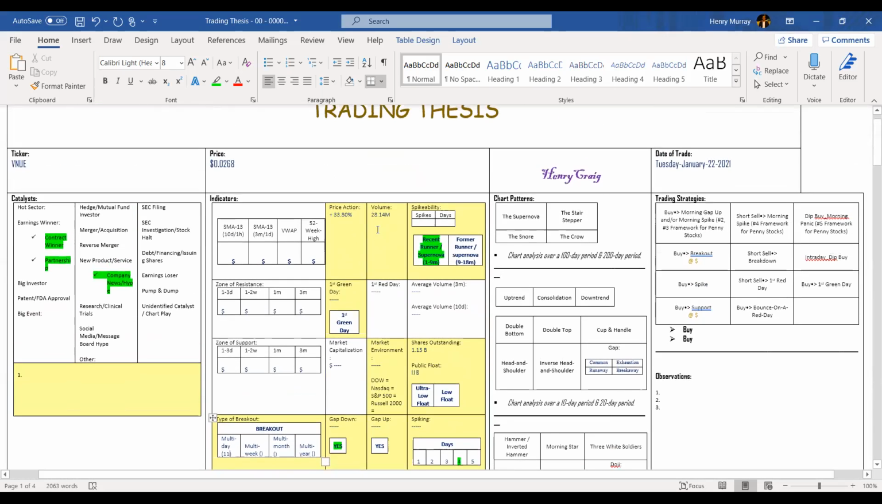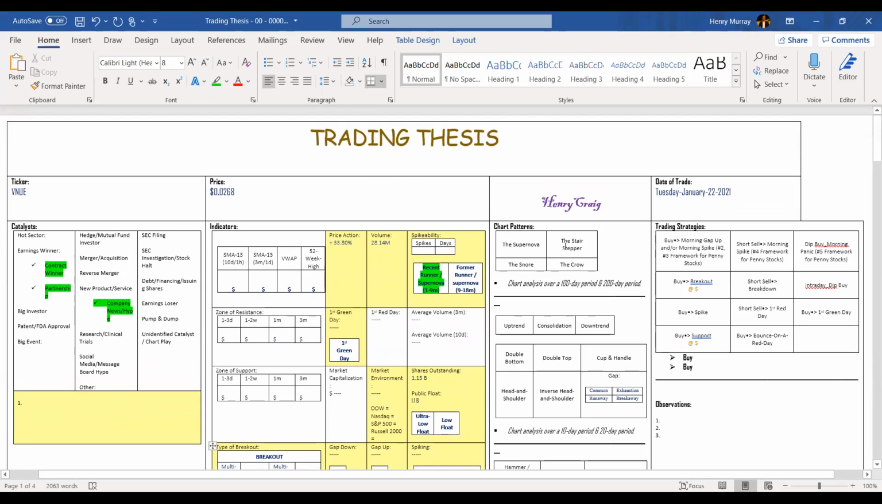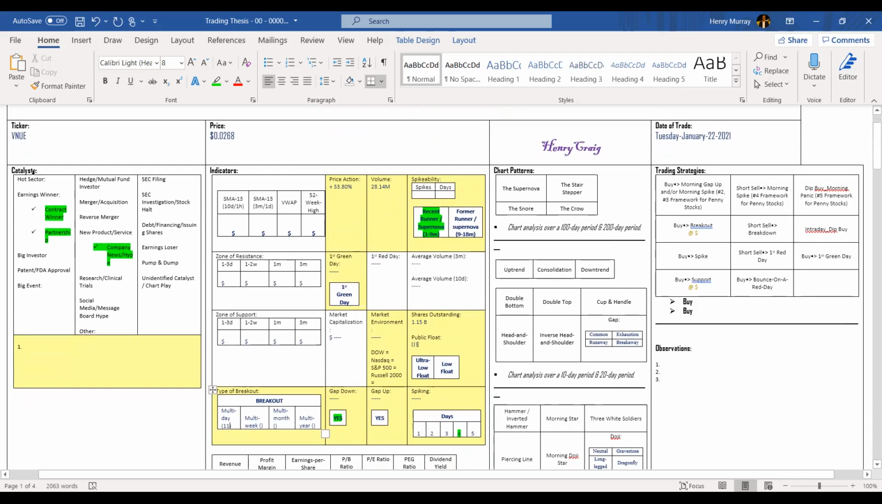And let's go back up. So let's move on to our chart pattern. Previously we had looked at the ticker. We have put in the ticker name, the price of the ticker, and the date that we want to trade this stock. Then we moved on to the catalyst. We have identified 3 catalysts: contract winner, partnership, and the company had a business update.